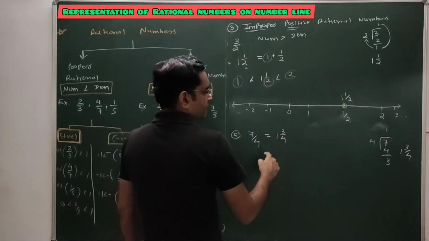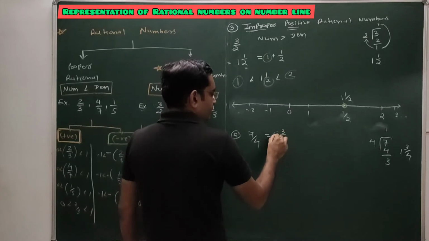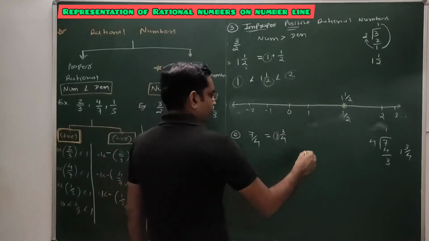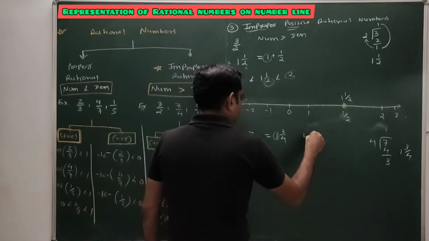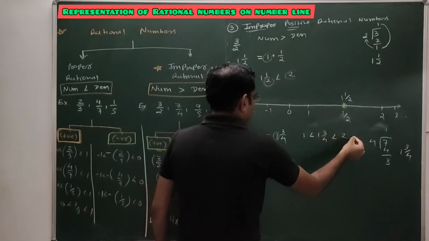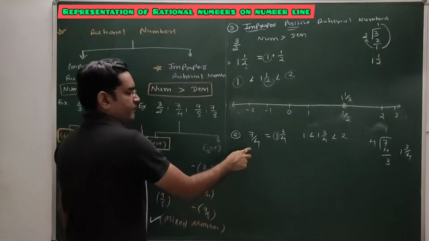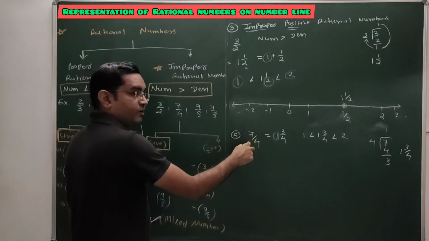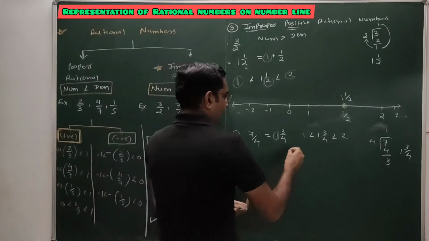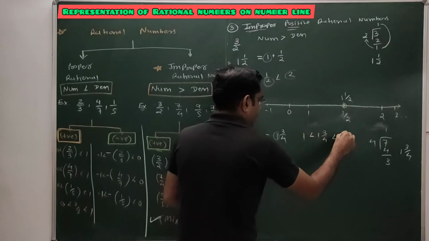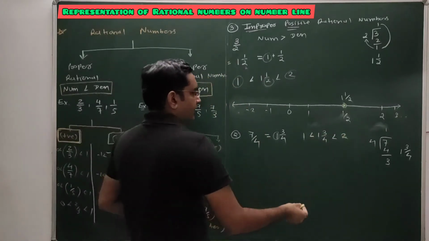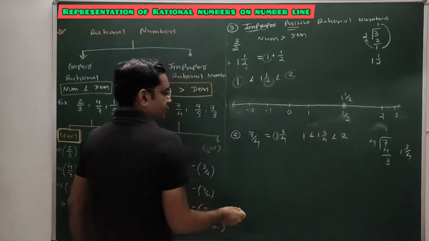So this 1 integer 3/4 lies between which two numbers? 1 and the one after it, 2. This number lies between 1 and 2. So we can say 1 is less than 1 integer 3/4, which is less than 2. This 7/4 improper positive rational number lies between 1 and 2. So now we will draw a number line and expand our number line between 1 and 2, same as the first case.